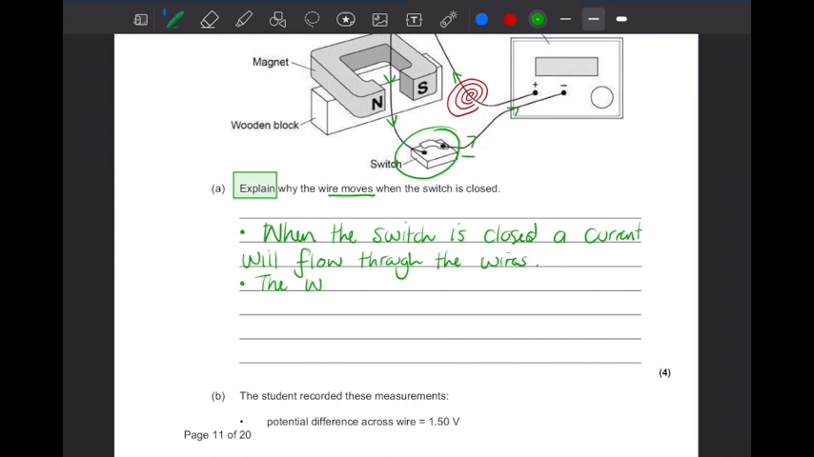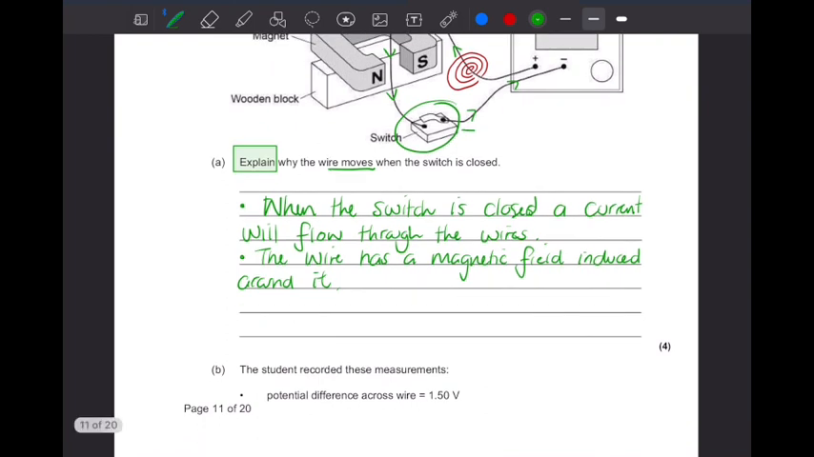The wire has a magnetic field induced around it. Induced means made. So the fact that the current is flowing means that a magnetic field is produced around it.